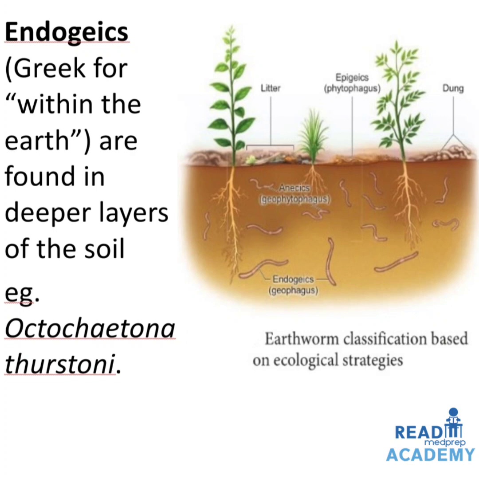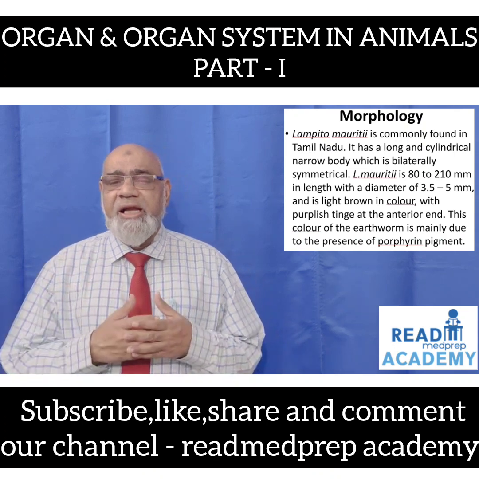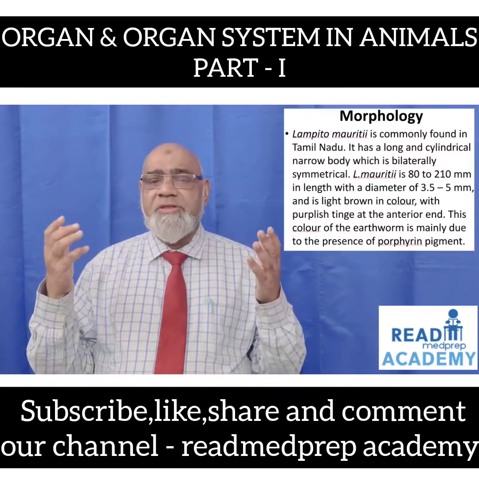In the image on the right side, you can see the epigeics. They are called phytophagous. Below you can see the anecics, which are called geophytophagous. The worms in the deeper layers of the soil are called endogeics. They are called geophagous. Morphology, Lampito mauritii is commonly found in Tamil Nadu.